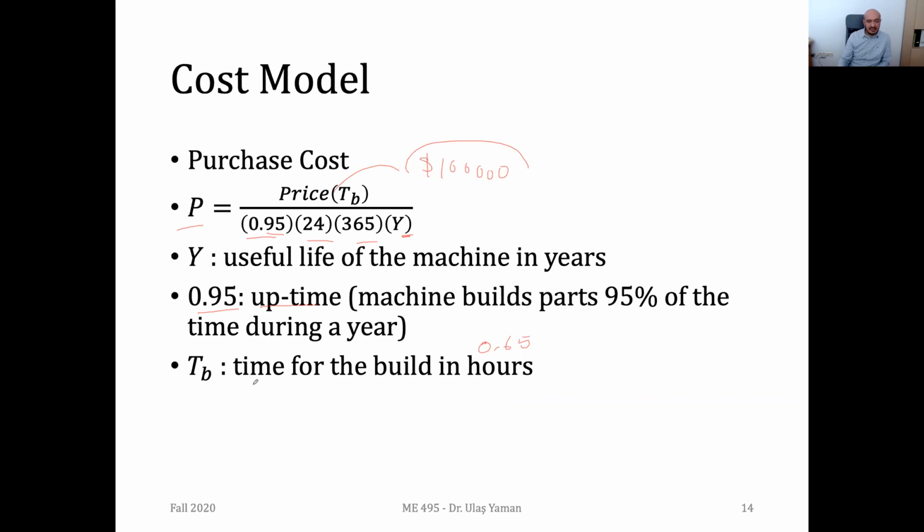And TB is actually the time for building parts in hours. So you need to multiply it with the price and then divide it by the number of years you're going to use this machine, days and hours, and lastly we have a factor here. Since this part is in hours, you need to also have the TB, the time for build, in hours. So if you do these multiplications and divisions, you can obtain the purchase cost of a specific type of product. Any questions, guys, about the first item in our cost model?